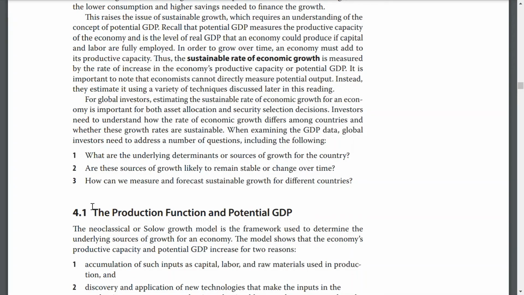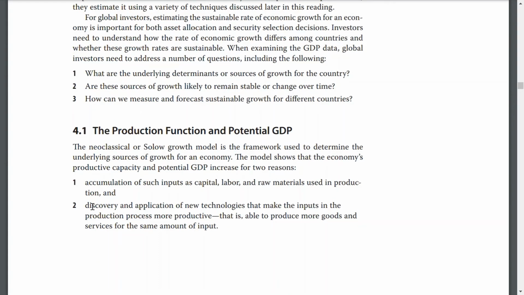For global investors, estimating the sustainable rate of economic growth for an economy is important for both asset allocation and security selection decisions. Investors need to understand how the rate of economic growth differs among countries and whether these growth rates are sustainable. When examining the GDP data, global investors need to address a number of questions, including the following. What are the underlying determinants or sources of growth in the country? Are these sources of growth likely to remain stable or change over time? Can we measure them and forecast sustainable growth for different countries?